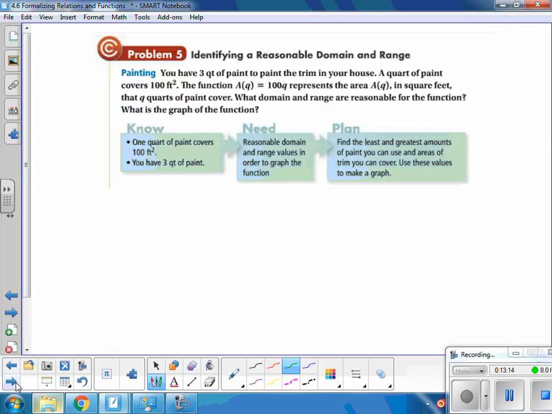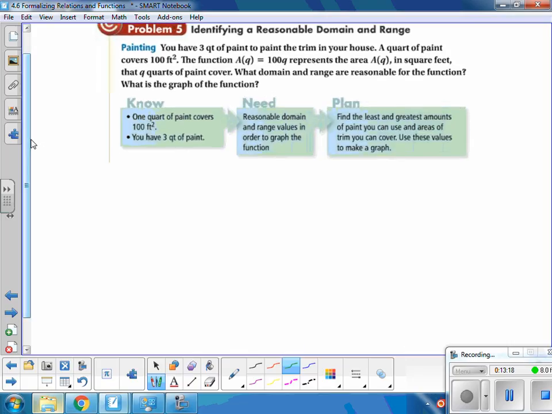Okay, so you have 3 quarts of paint to paint trim in your house. A quart of paint covers 100 square feet. Here's the function. That's where you're going to be using it. It represents the area in square feet that quarts of paint cover. So we can see right here, the quart of paint covers 100 square feet. And what's a reasonable domain and range? And what is the graph of this function?